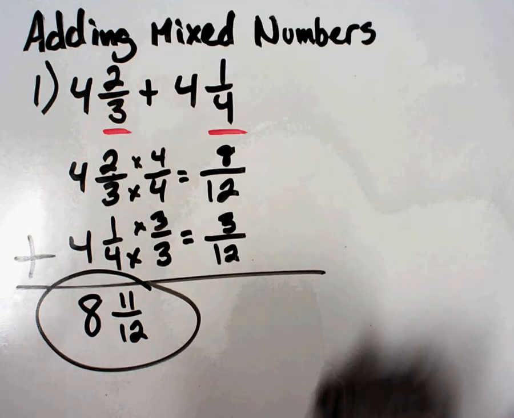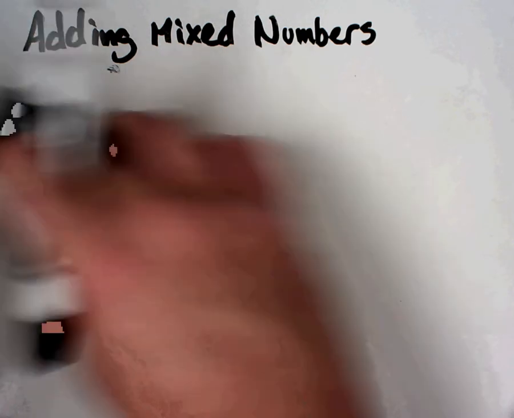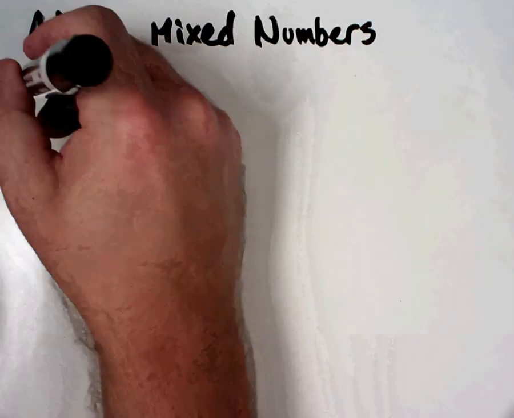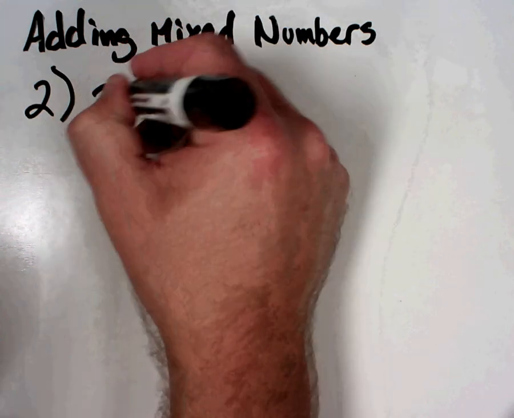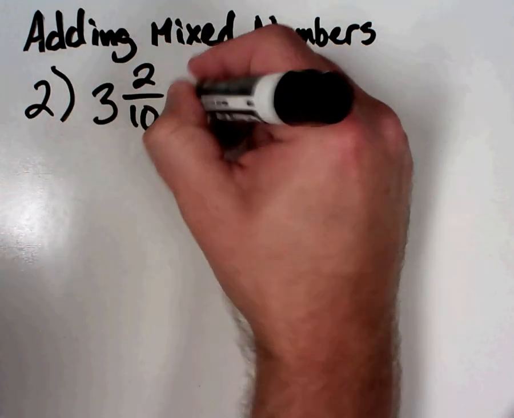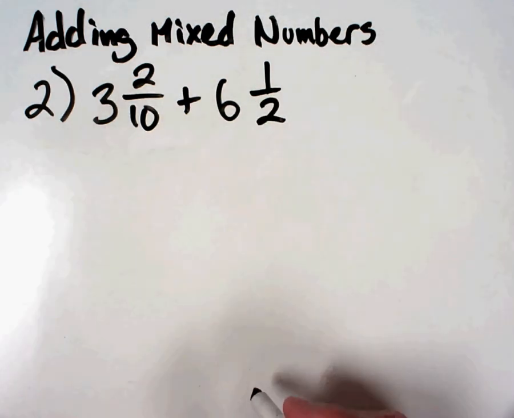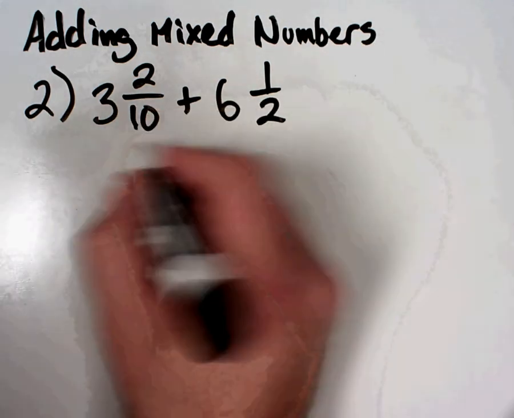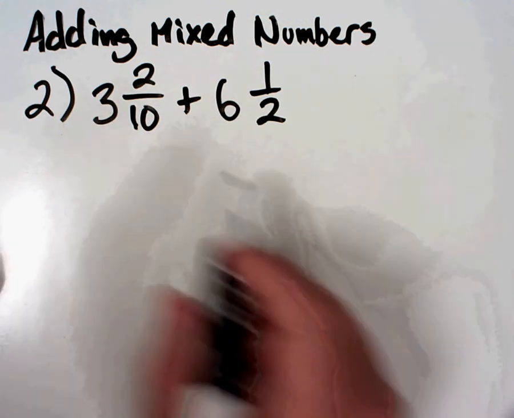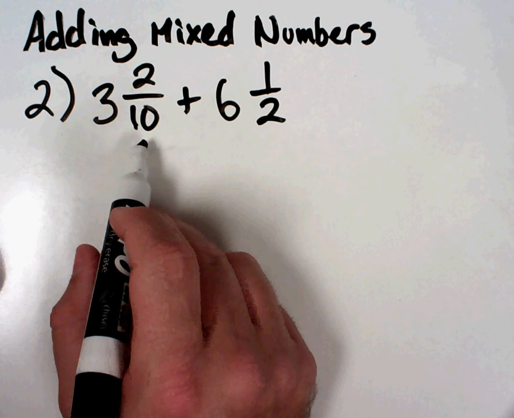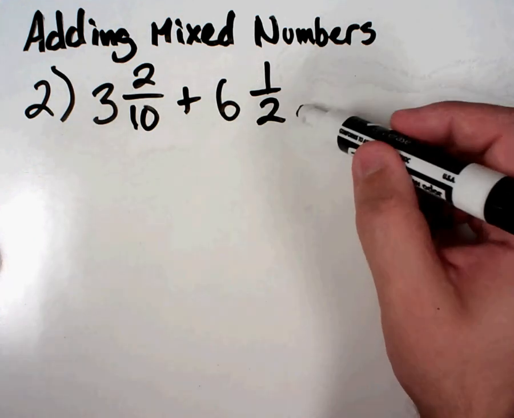All right, number 2. We're going to have 3 2/10 plus 6 1/2. Now this is one of those cases where multiplying the denominators is actually going to give me a bigger denominator than what I need. I could actually use 10 as the denominator, where I multiply 1/2 by 5/5.